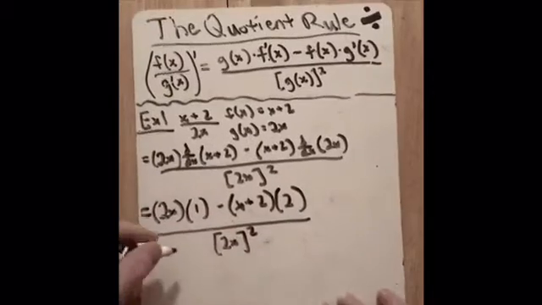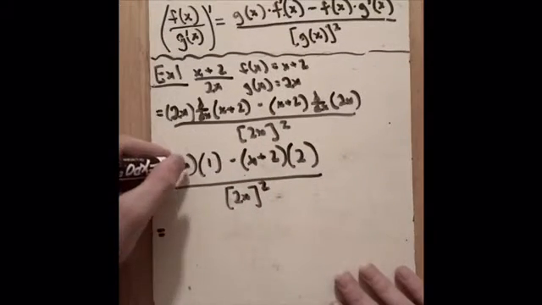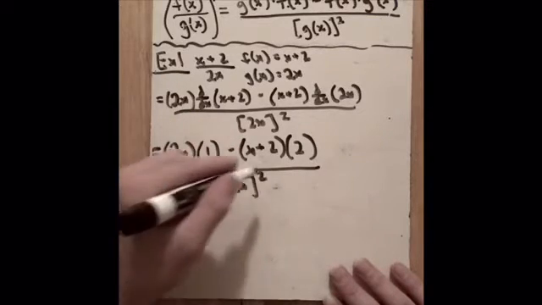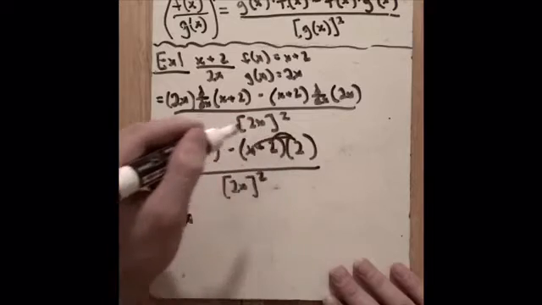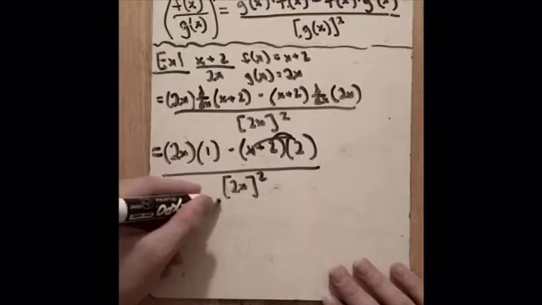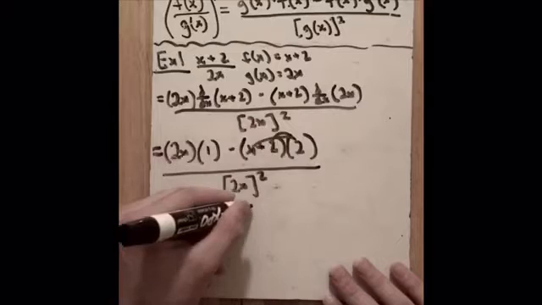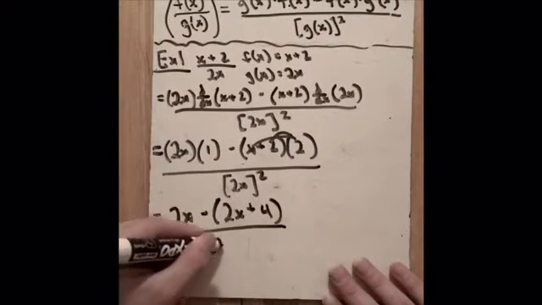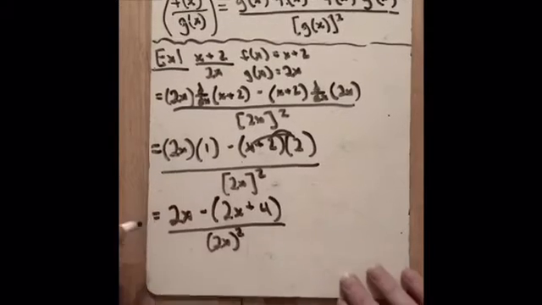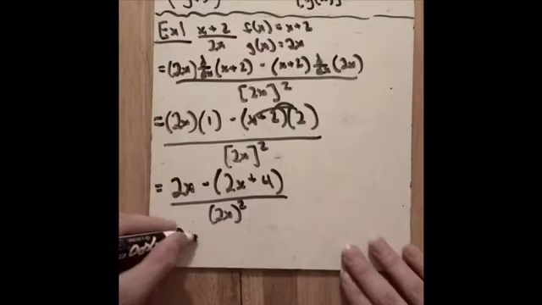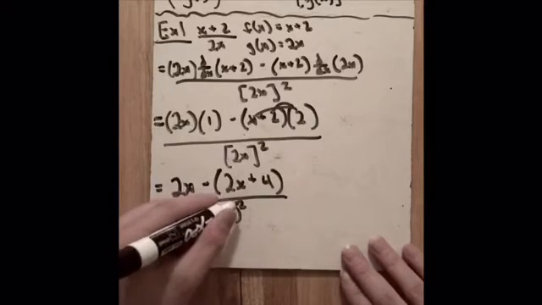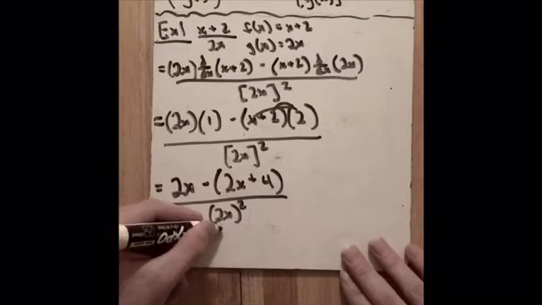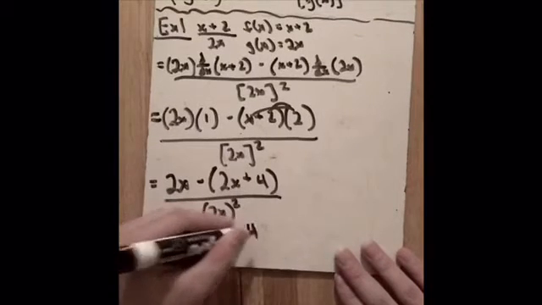Alright, now we're going to do some algebra. So 2x times 1 is 2x. And we're going to distribute over here, so 2 times x is 2x, and 2 times 2 is 4. And we haven't distributed the negative yet. Now we're going to distribute the negative and multiply 2x times 2x in the denominator. So negative 2x and negative 4.